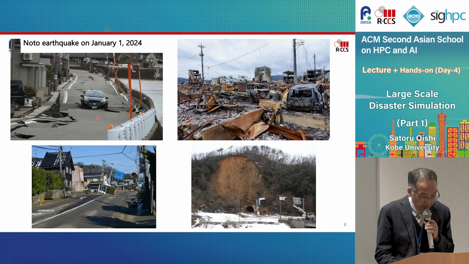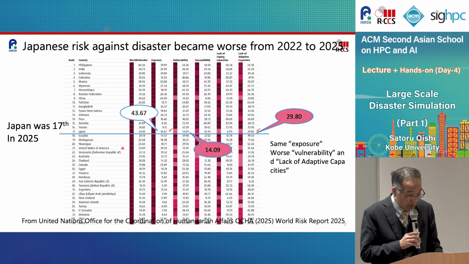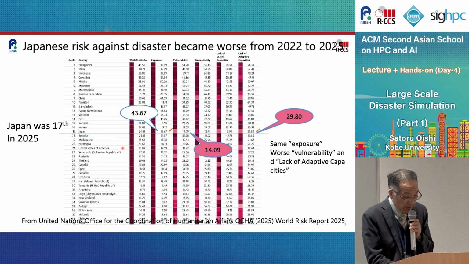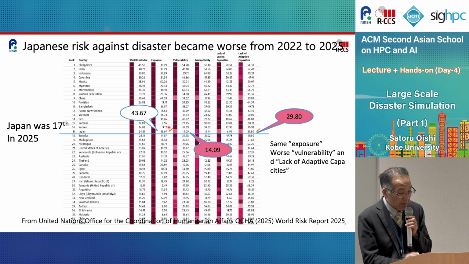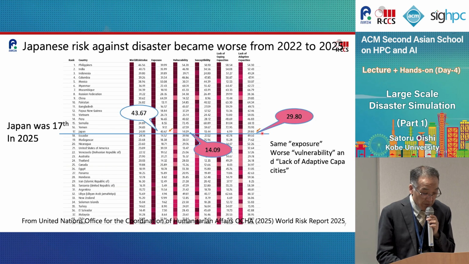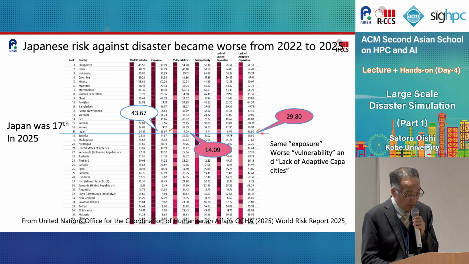So the United Nations Office for the Coordination of Humanitarian Affairs, OCHA, took these things more seriously because our repairing ability is not as much as we expected.